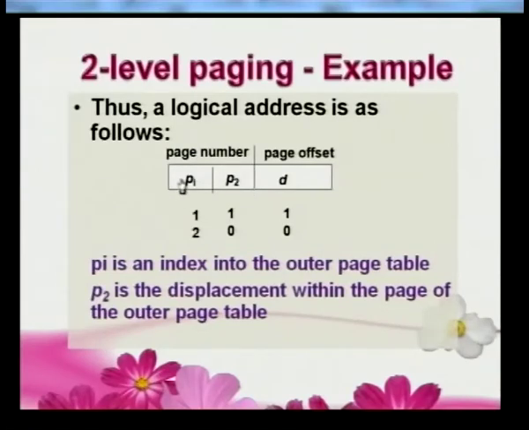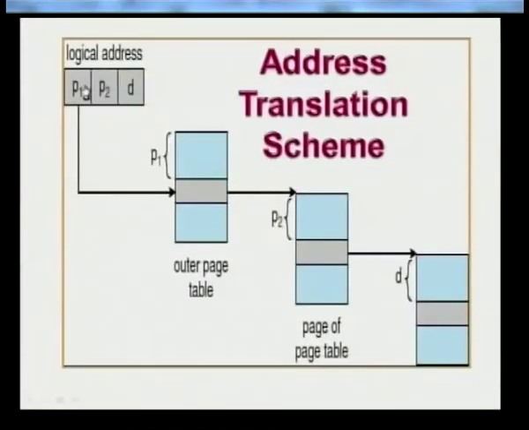Here the page number is divided into P1 and P2. P1 is an index to the outer page table and P2 is the displacement within the page of the outer page table. This is how the address translation in a two-level paging scheme would work. Here is the logical address P1, P2 and D, with P1 and P2 corresponding to the page number.